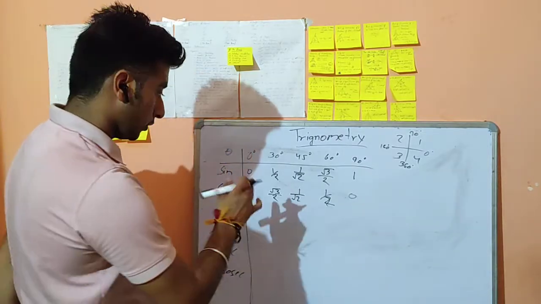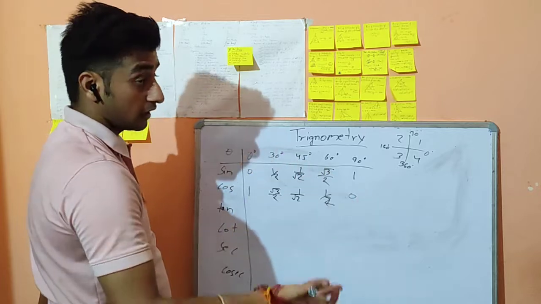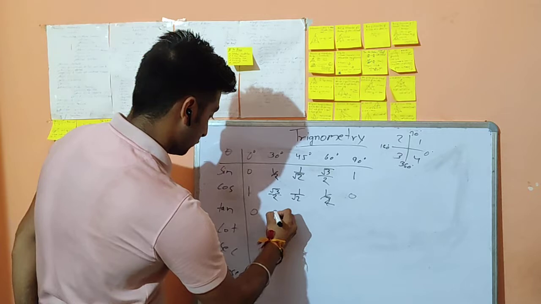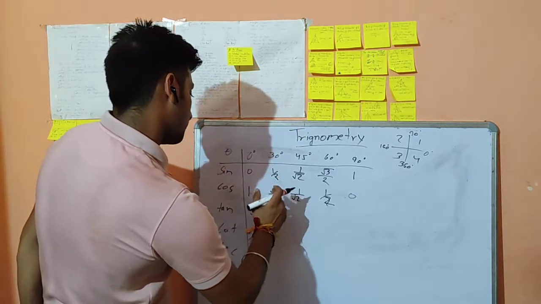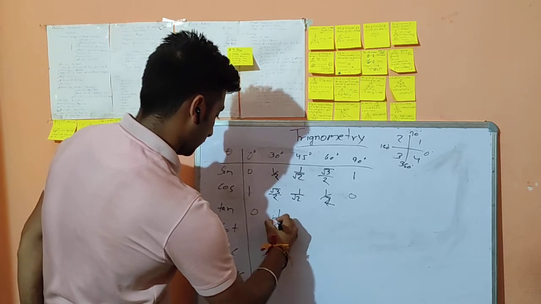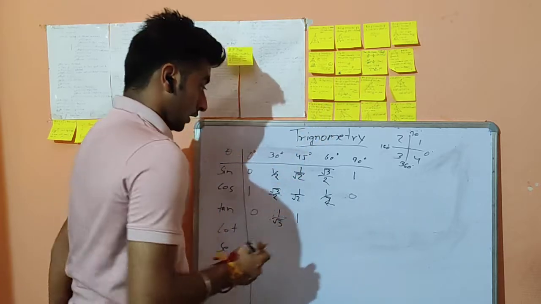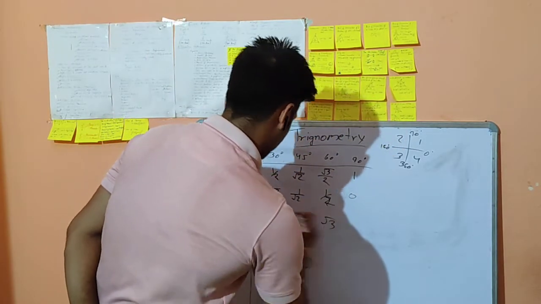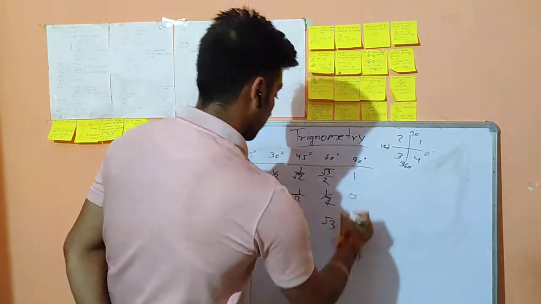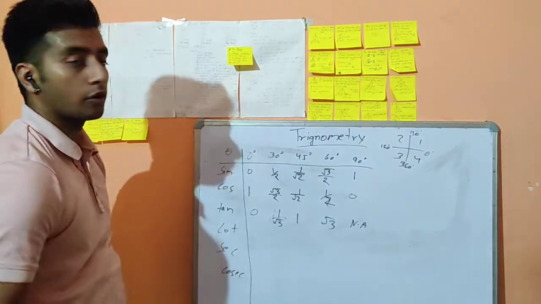Clear? Now coming to the tan, that is sine upon cos. You can write it from here as well. Tan 0 is 0. This is 1 upon under root 3. This is 1. This will be under root 3, that is tan value at 60 degree is under root 3. And this is NA. NA is no answer, or you can say not defined.